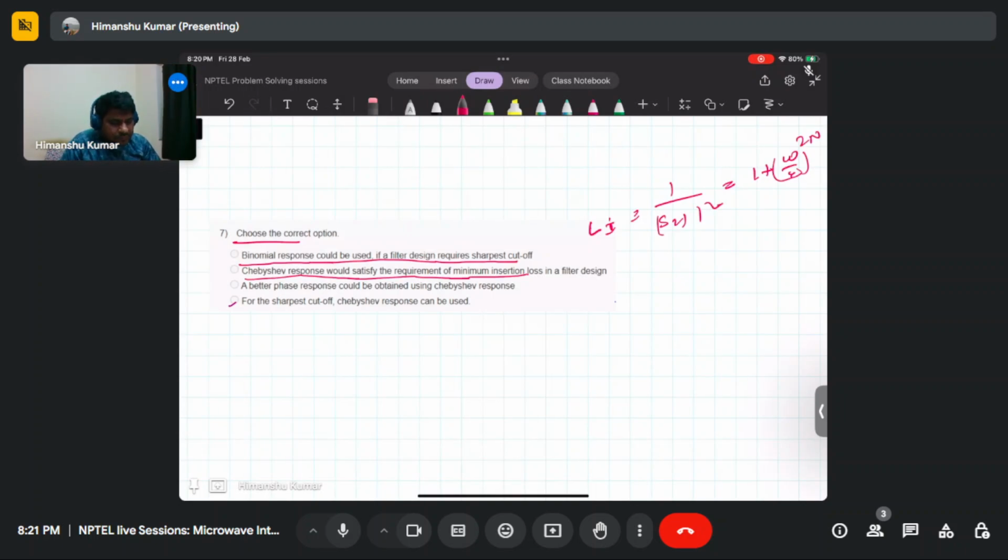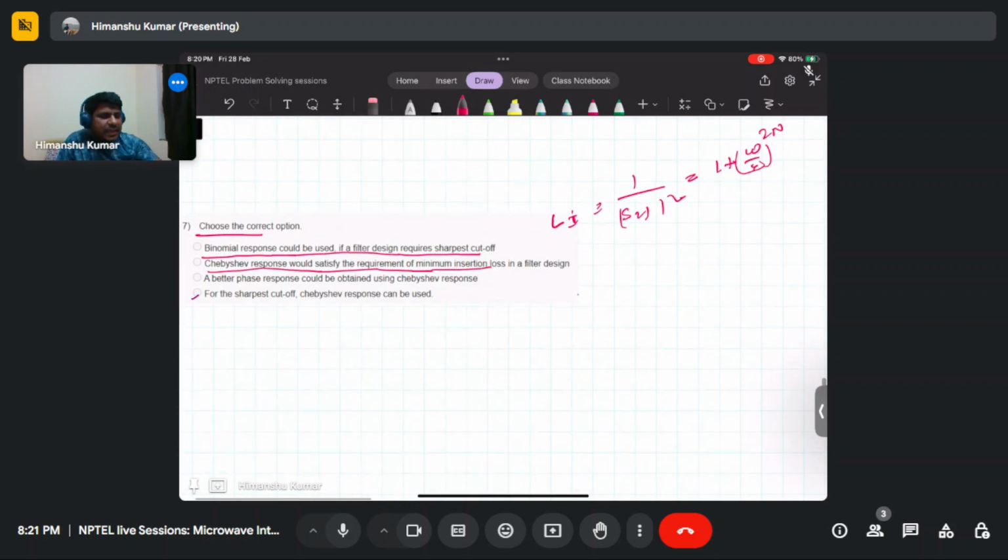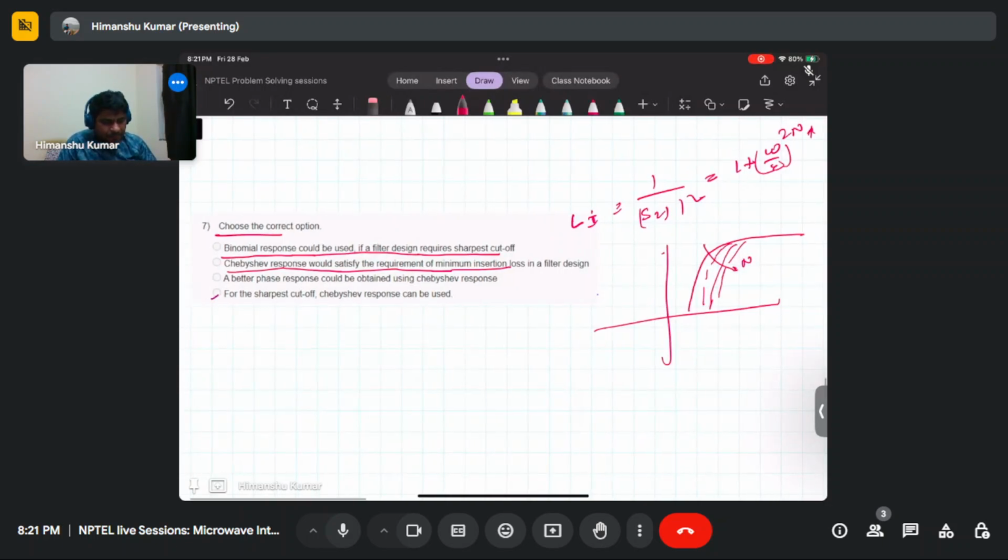So binomial, to have the sharpest cutoff. If you keep increasing n, your cutoff will become like this, then like this, it will become sharper and sharper as you keep increasing n. So if you increase n, the filter response will become sharper. So for the sharpest cutoff, Chebyshev response you should use.